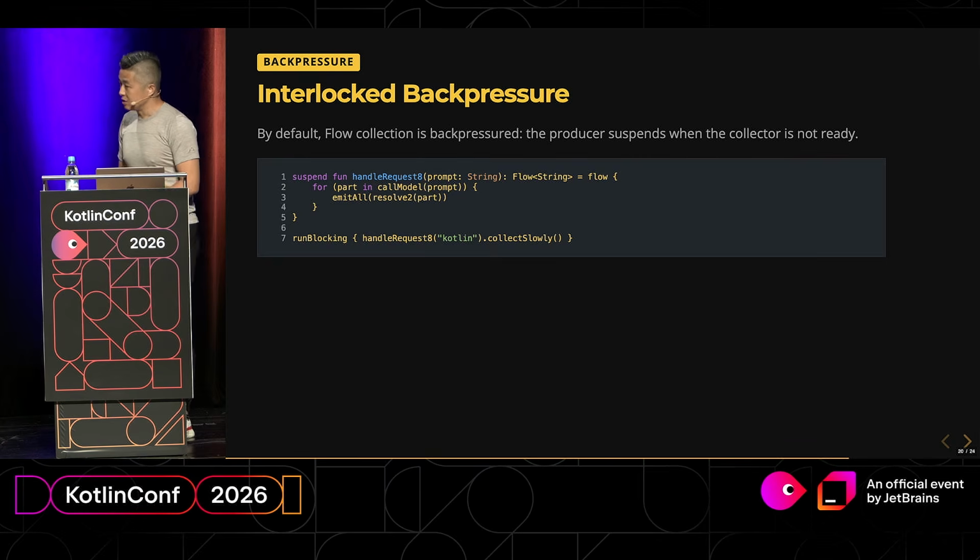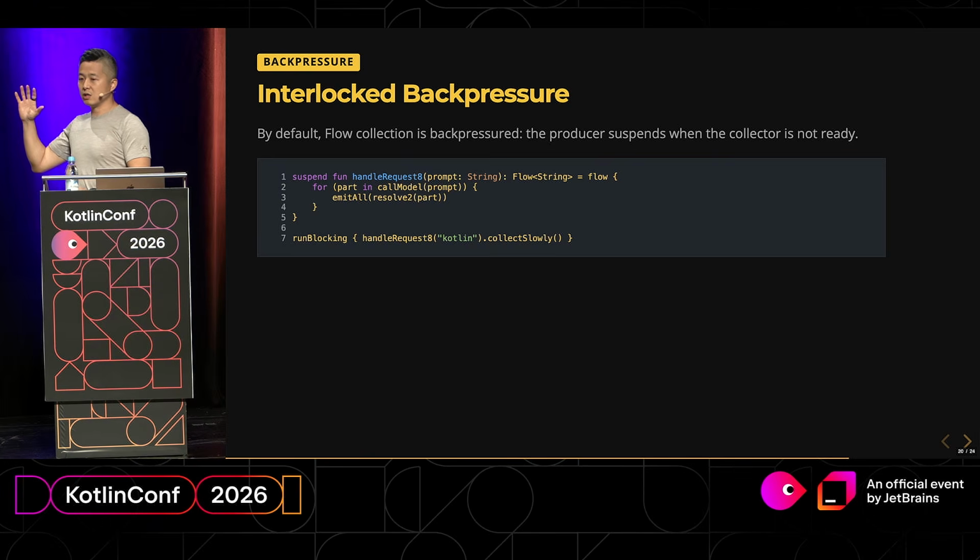What backpressure means is that when the server sends back the response to the client, it's no longer a one-way communication. It's a two-way communication. The client has to somehow tell the server, like, I cannot keep up with your pace. Please slow down. Please don't send the next response until I tell you I'm ready.